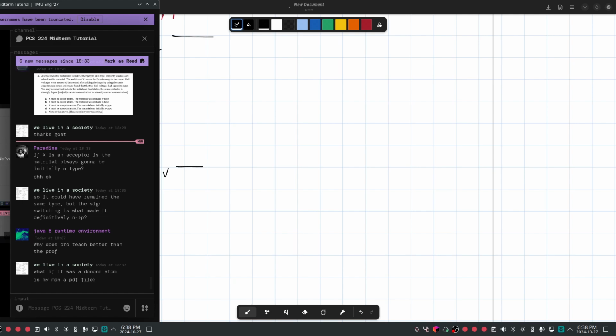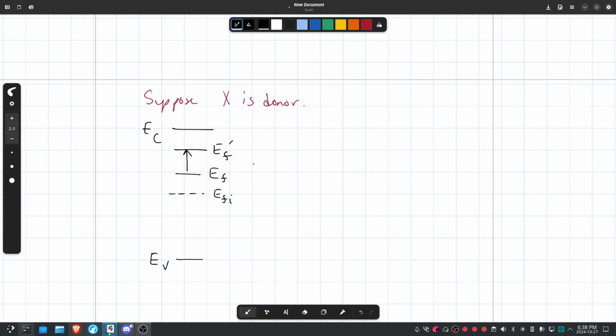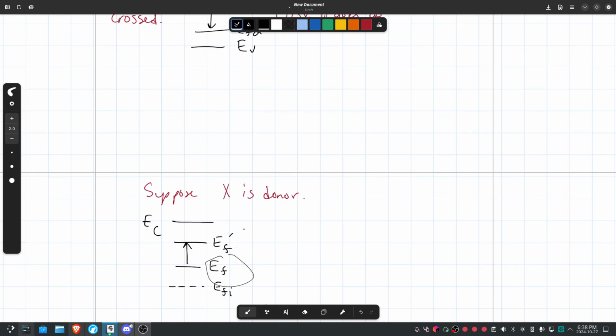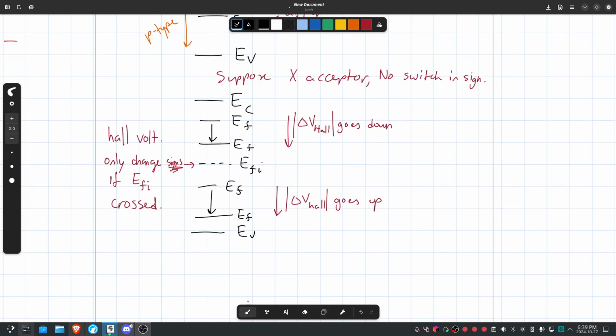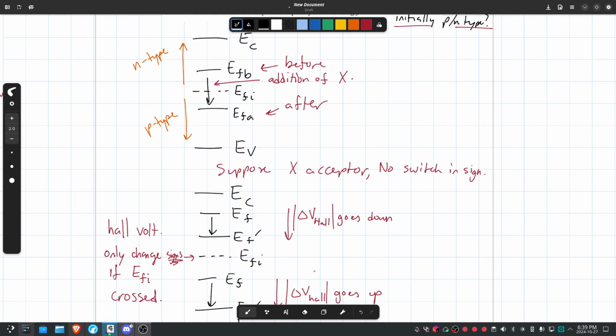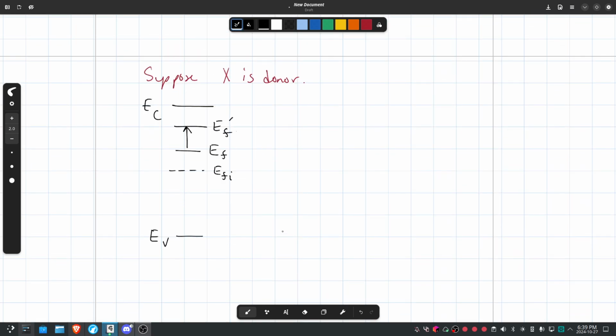So what if it was a donor atom? The only thing that would really change, EFI, is that instead of EF going down, it would go up. Sorry, I flipped these around. Let me actually write it in a prime notation. So that's going to be before and after. So I'm writing EF and EF prime. A little bit weird in my opinion. I prefer this way. There you go. So yeah, that would be the change.